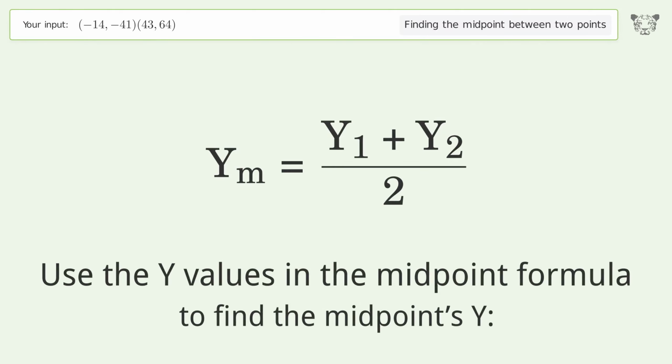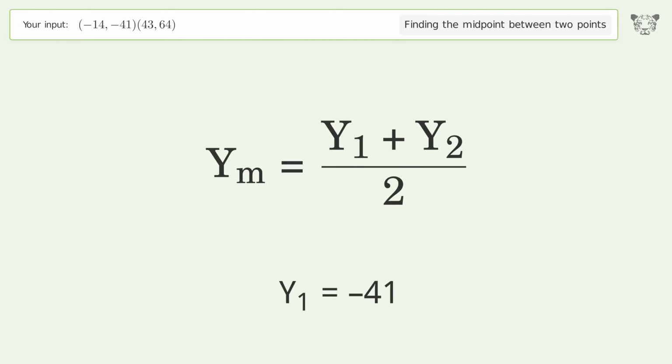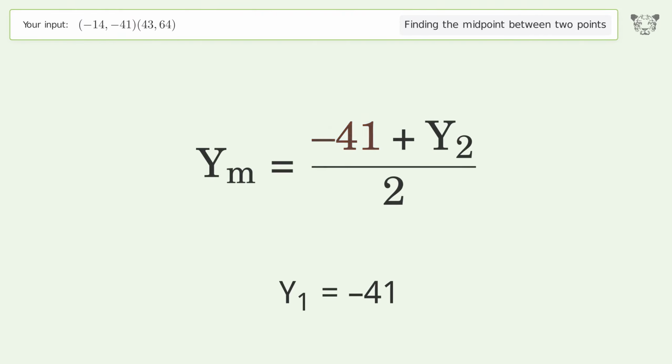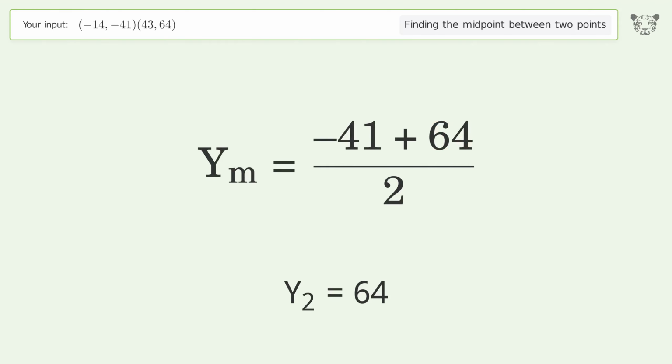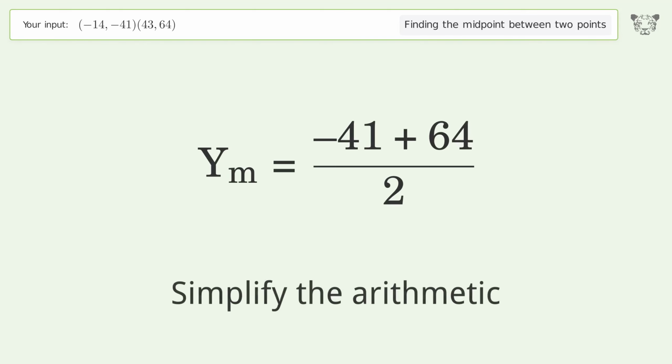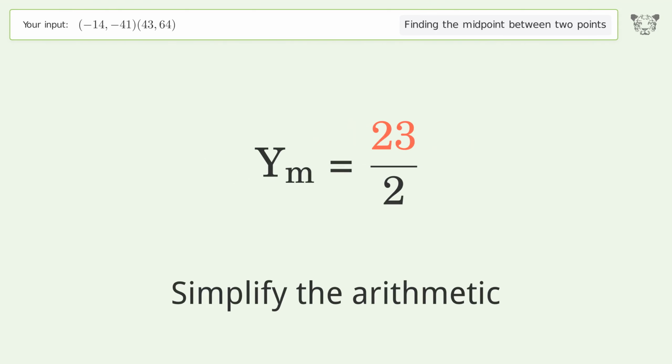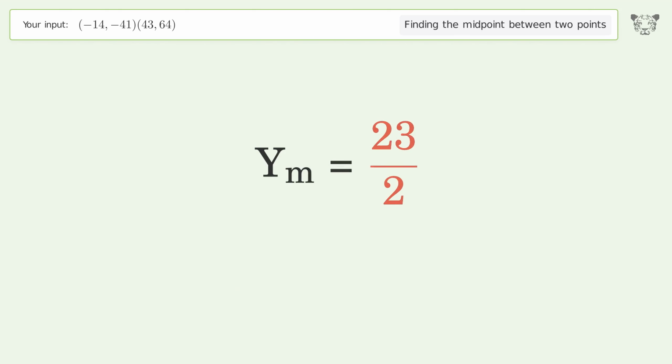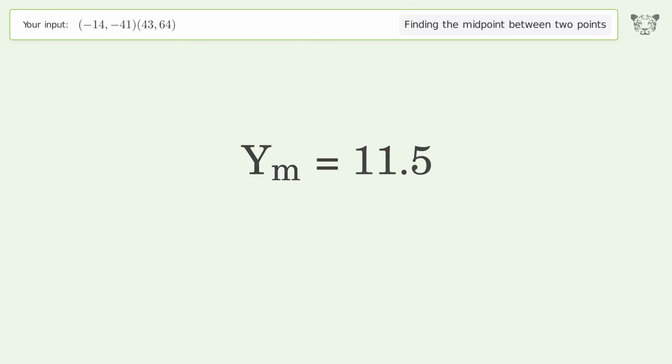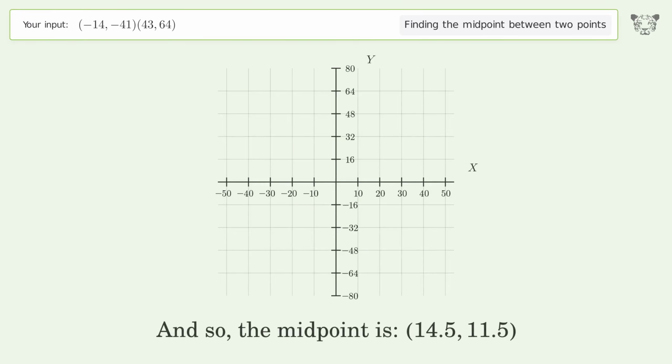Use the y values in the midpoint formula to find the midpoint's y. y1 equals -41. y2 equals 64. Simplify the arithmetic. And so, the midpoint is 14.5, 11.5.